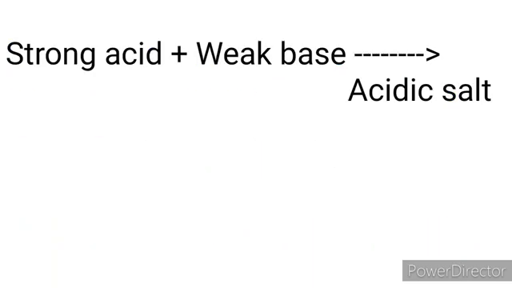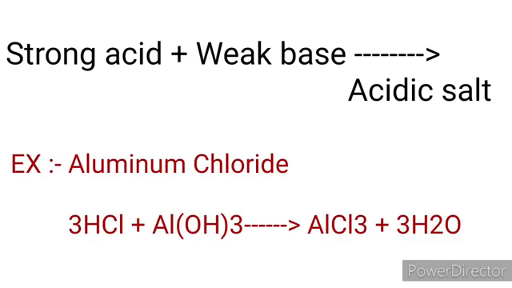Next, the salt of a strong acid and a weak base is acidic and the pH value is less than 7. For example, take aluminium chloride. This aluminium chloride is formed by hydrochloric acid and aluminium hydroxide. Already we know all hydroxides are basic in nature. Here the hydrochloric acid is a strong acid and aluminium hydroxide is a weak base. So as a result, aluminium chloride is acidic in nature.